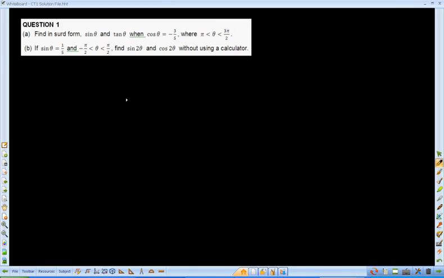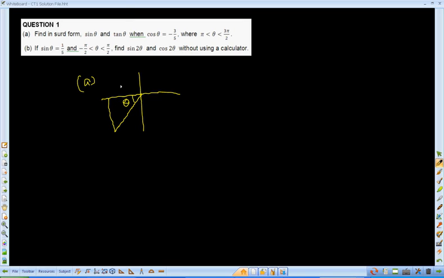Right, for this question, part A, first look at theta. It lies between pi and 3 pi over 2. Immediately we know that it's in the third quadrant. So perhaps you want to help yourself with this diagram, a triangle like this, perhaps, and then call this theta.